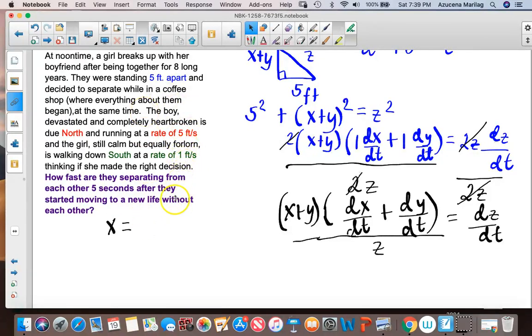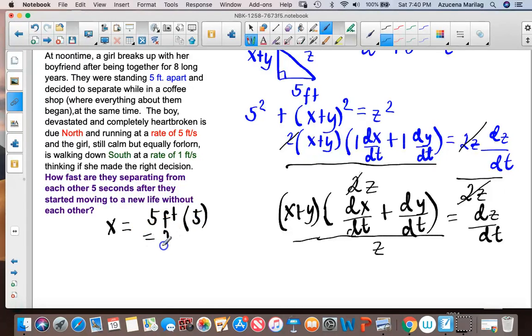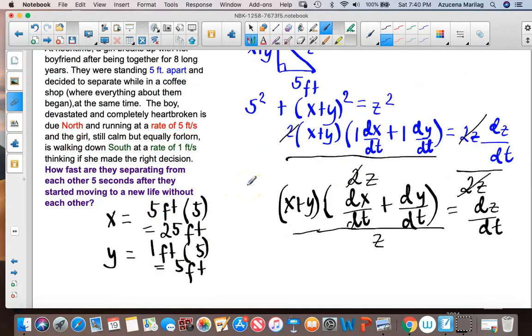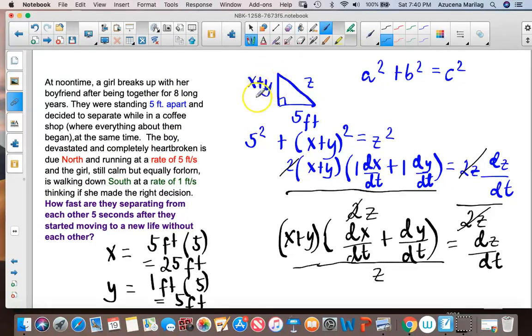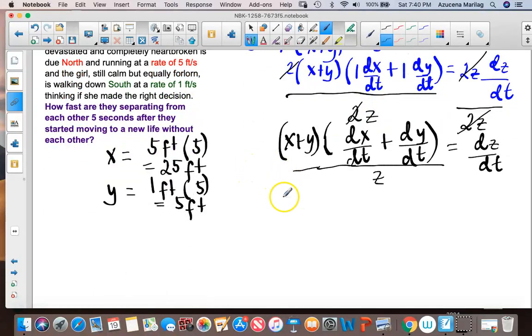It means that the boy, if you're going to compute for x, that's 5 feet for each second in 5 seconds. That's going to be 5 times 5. So that distance is actually 25 feet. And then for the girl, that's 1 foot per second. For 5 seconds, that's going to be 5 feet. So that is 25 feet and 5 feet. If you're gonna add it for this vertical side, that's actually going to be 30 feet. So this side is 30 feet.